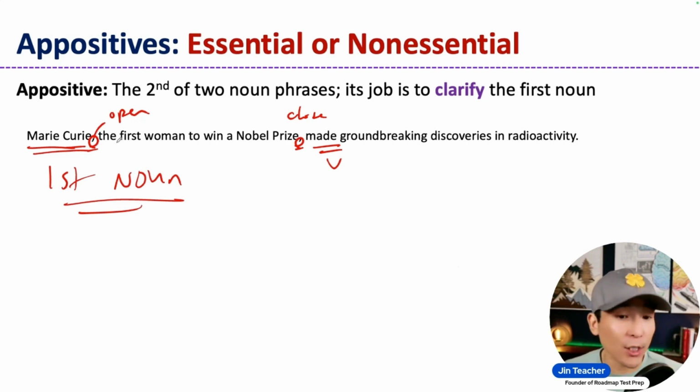Okay, so if information is non-essential, you want to put commas around that non-essential information.